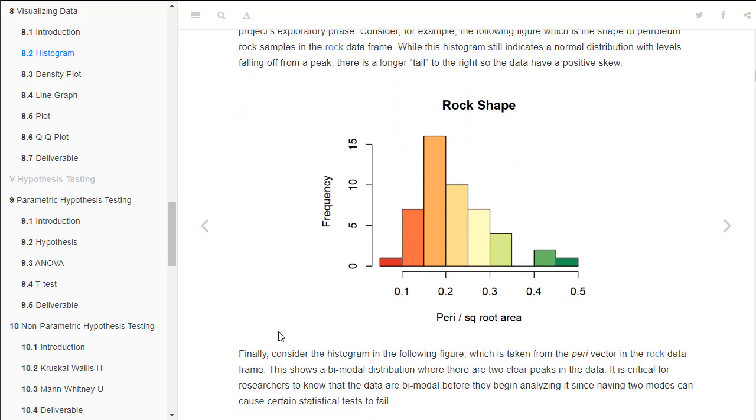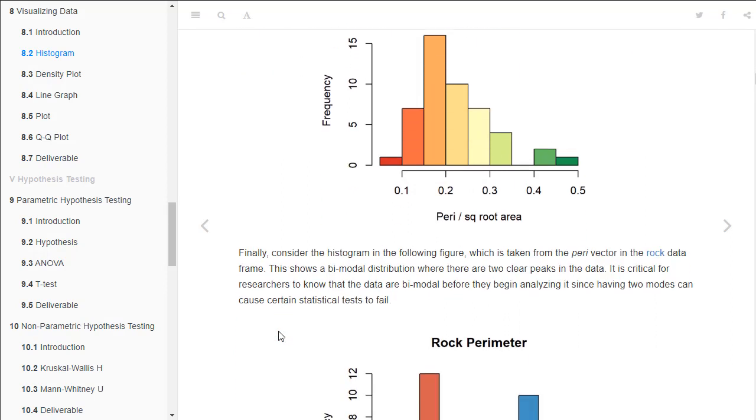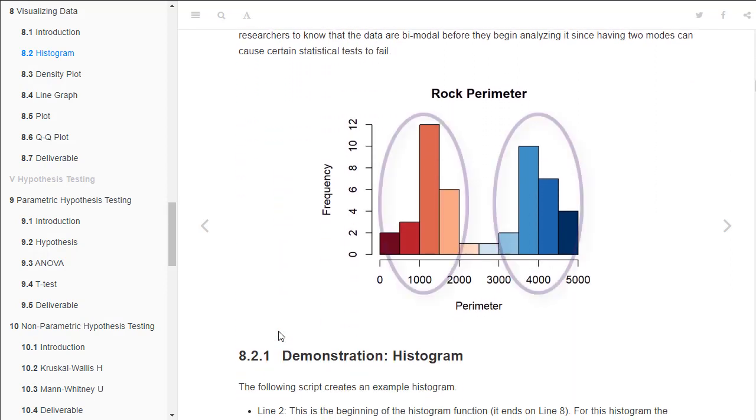The rock data frame provides us a bunch of data, the rock shape data. This does not look like a normal distribution. Notice that most of the values are clustered here in a lower end with only a few values at the upper end. And finally, rock perimeter. This would be what's called a bimodal bunch of data. That is, there are two groups of rocks. There are rocks with small perimeters and rocks with large perimeters, with not many in the middle.